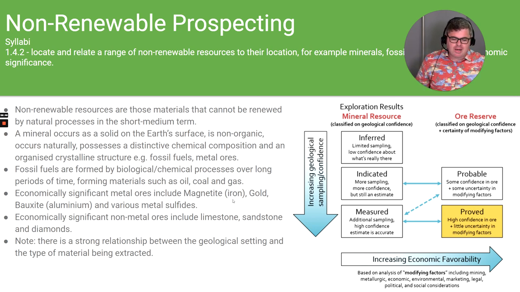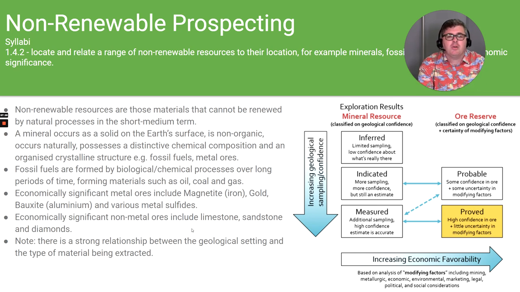Metal ores such as magnetite, gold, bauxite, and other metal sulfides are very significant for us. Okay, gold doesn't actually form an ore as such because it's very non-reactive, so you tend to find gold as it is in nature. Magnetite and bauxite are iron and aluminium that have been bonded with other materials like oxygen. And metal sulfides, like cinnabar, are really useful. Economically significant non-metal ores include stuff like limestone and sandstone that are used for construction purposes, and diamonds, which are used for either diamond-tipped tools, or for jewelry, or high-precision prisms.